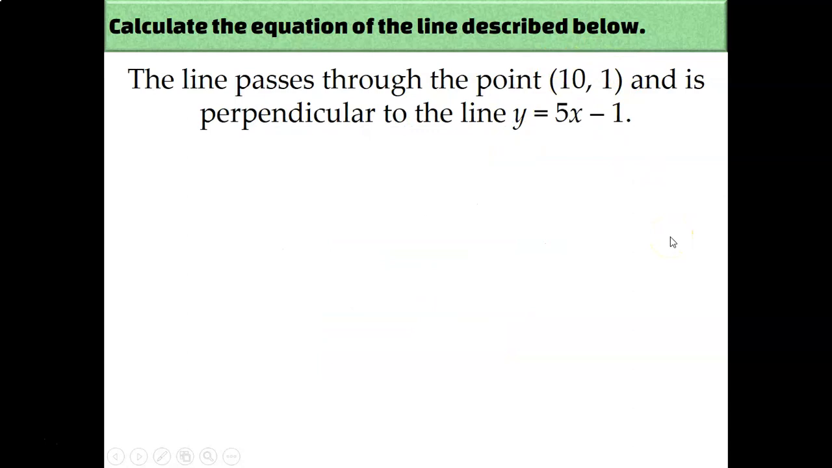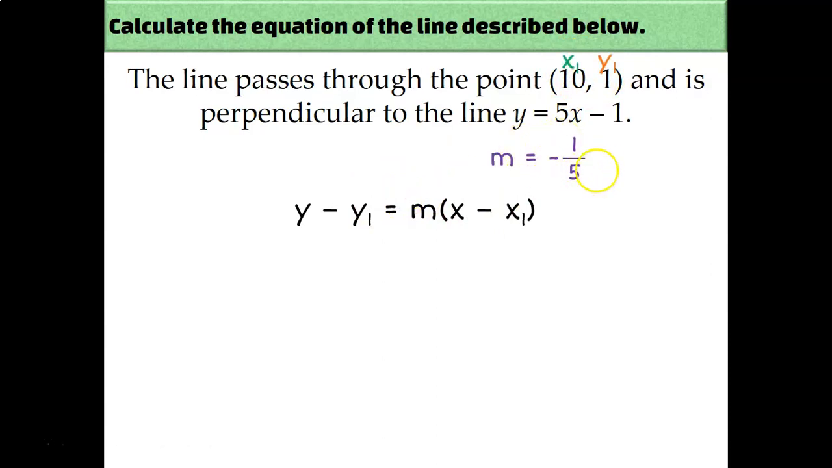Let's try one that's perpendicular. So I have the same equation that I'm writing from, but a different point, and this time it's perpendicular instead of parallel. So I don't want to use 5 for my slope this time. I need to use the opposite reciprocal of 5. And then I'll be using 10 and 1 as my x1 and y1. And I'll fill that information into point-slope form.